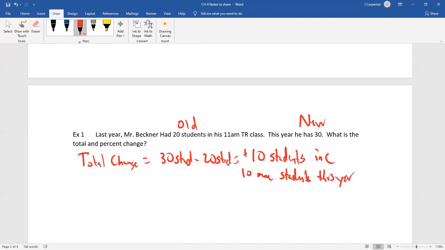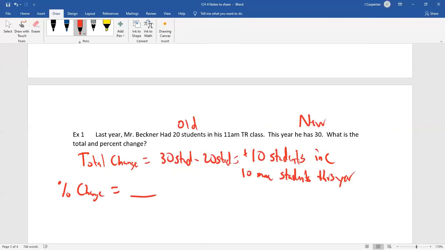Now, 10 more students, is that a lot? Is that a little? Well, to understand if it's a lot or a little, you have to think about it scaled to the original amount. If I'm talking about the total population of TCC, which is in the thousands, a 10-student increase is insignificant. But if I'm talking about one class, a 10-student increase seems significant. So it's all about the original population's size in comparison to the change's size. That's what percent change does for us. So that's a ratio. So total change is a difference, percent change is a ratio.